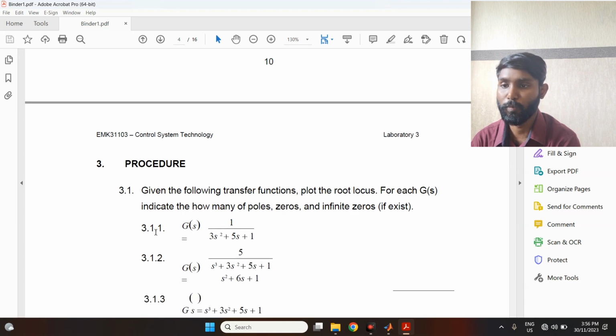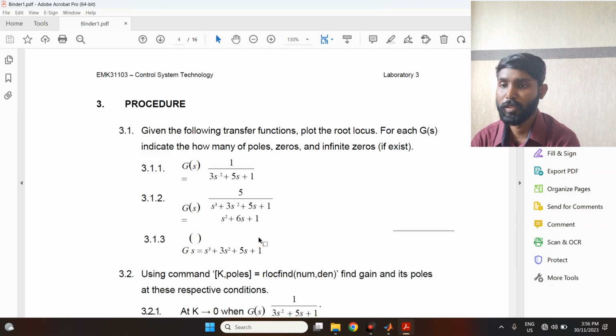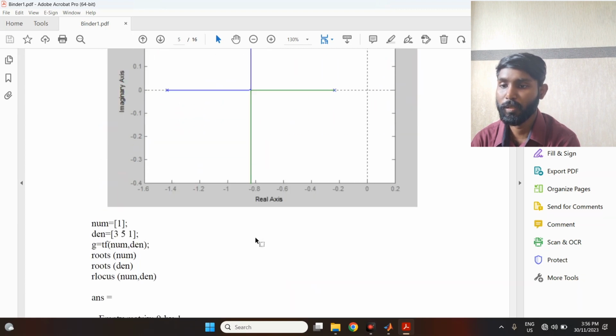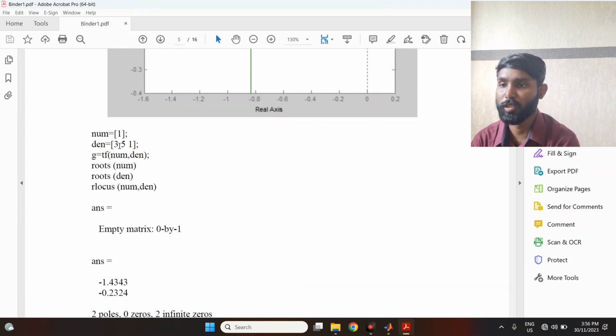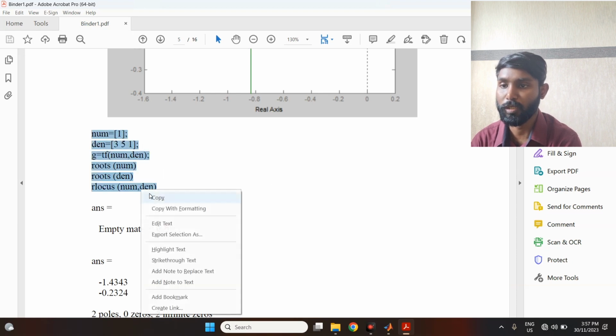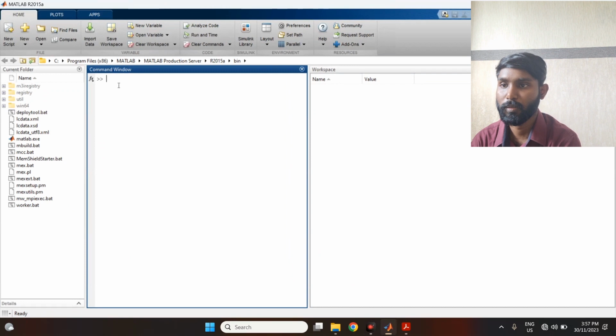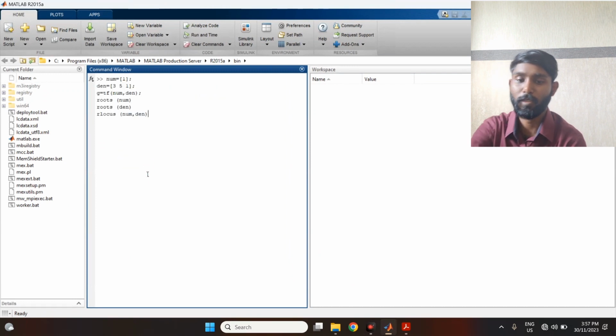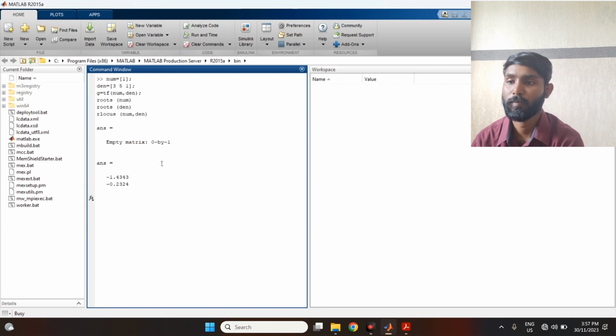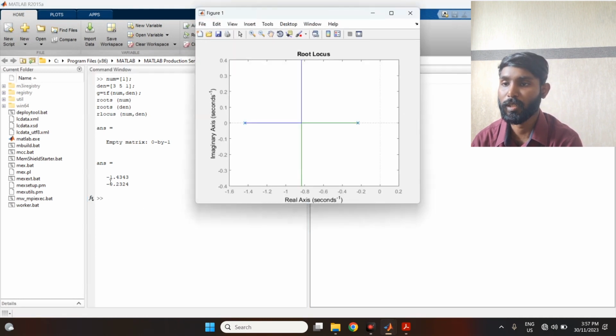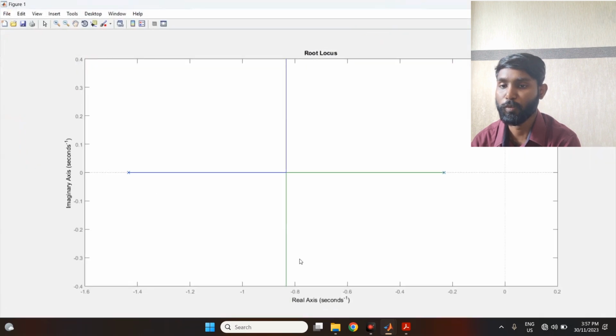The first one is 3.1.1. The numerator is 1, and the denominator is 3s squared plus 5s plus 1. If you change this into code, this is the numerator, this is the denominator, 3, 5, 1, and this is for the rlocus. I'm just going to demonstrate the graph once again. Here is the answer: negative 1.4343, negative 0.2324. This is the root locus for the first question.